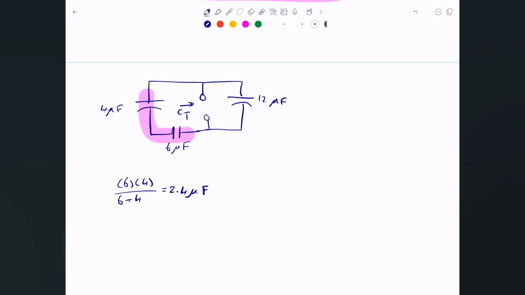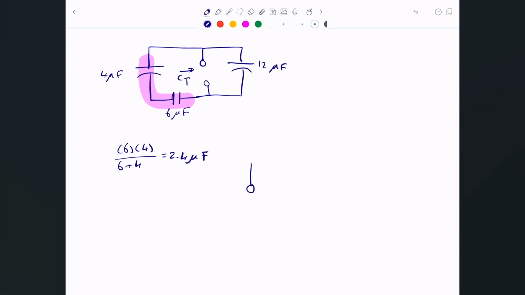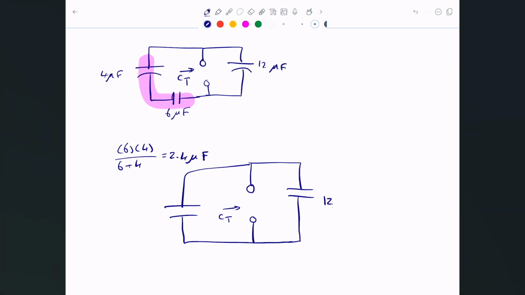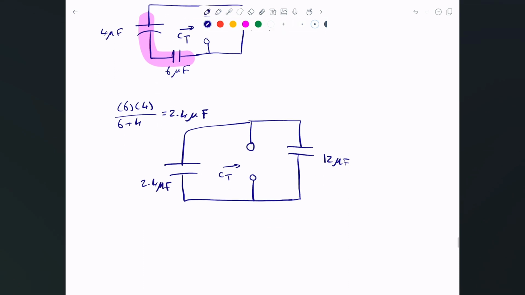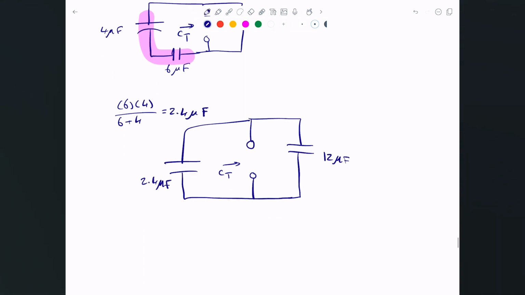That's basically the combined. And we can redraw it in here, and what we will get is C of T, and these two will be in here. That will be 12 microfarads, and that will be 2.4 microfarads. All right, so the combination now is simply, now I have this, and these are in parallel. So C of T is just simply 2.4 plus 12, and that will be 14.4 microfarads.